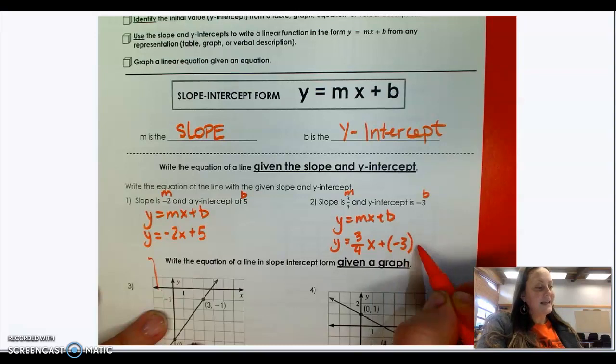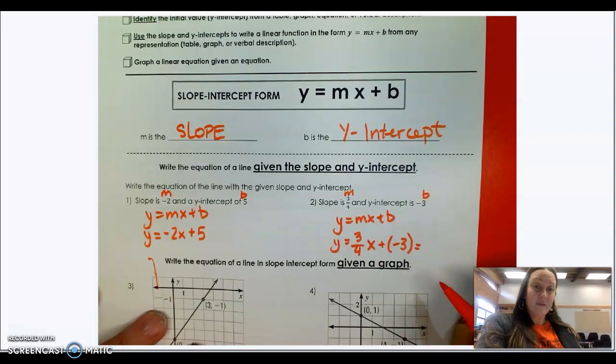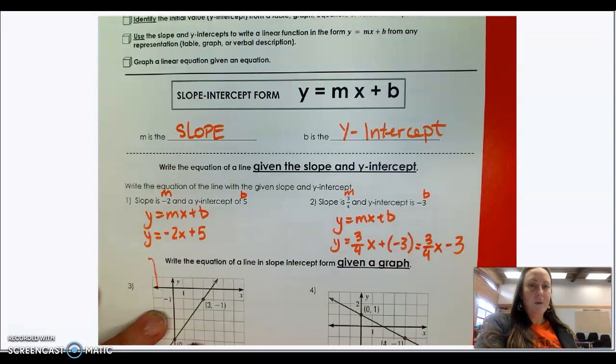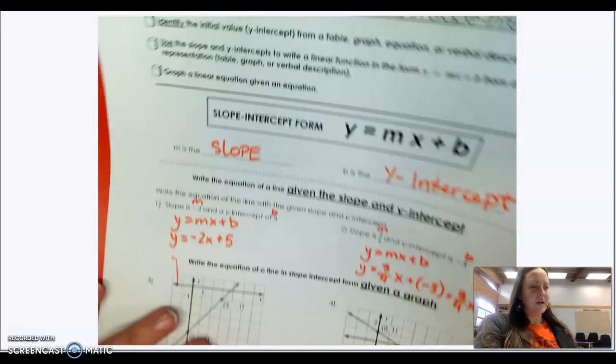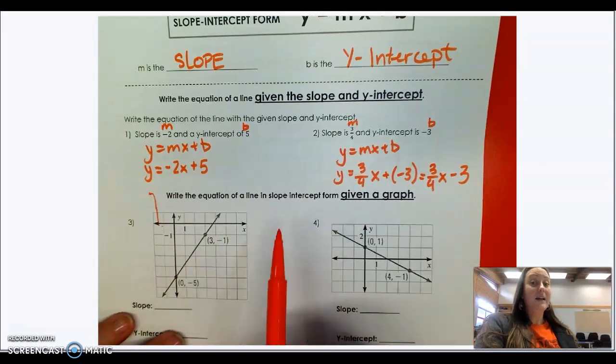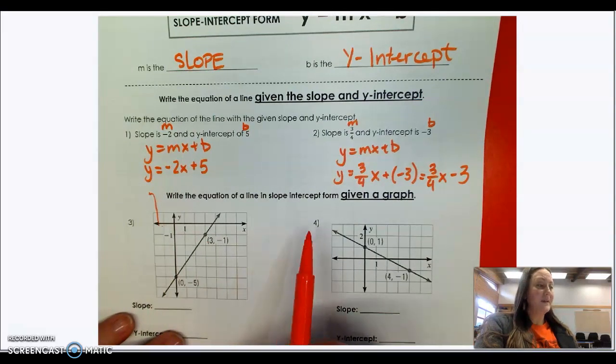We can write that, again, slightly different, but it means the same thing. Y equals 3 over 4x minus 3. Both mean exactly the same thing. We just have two options of the way that we write them. Both are absolutely correct. The next section on here says, write the equation of a line in slope-intercept form given a graph.